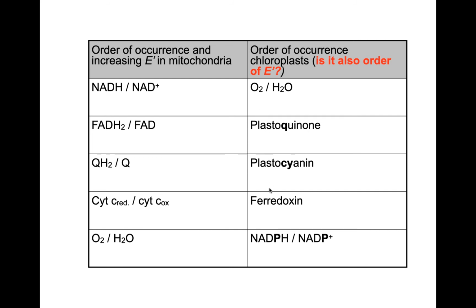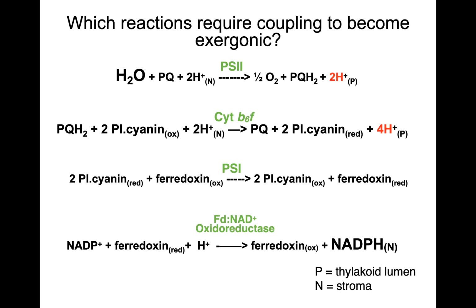Here's the order of electron carriers as they exist within chloroplasts, and what you will immediately see is that is not the same order as increasing reduction potential. In fact, there are two situations in which you're going from a higher reduction potential to a lower reduction potential. So here at PS2, if you compare the reduction potentials of water/oxygen and reduced/oxidized PQH, what you'll notice is water has a far greater reduction potential than PQ. So normally this reaction is endergonic.